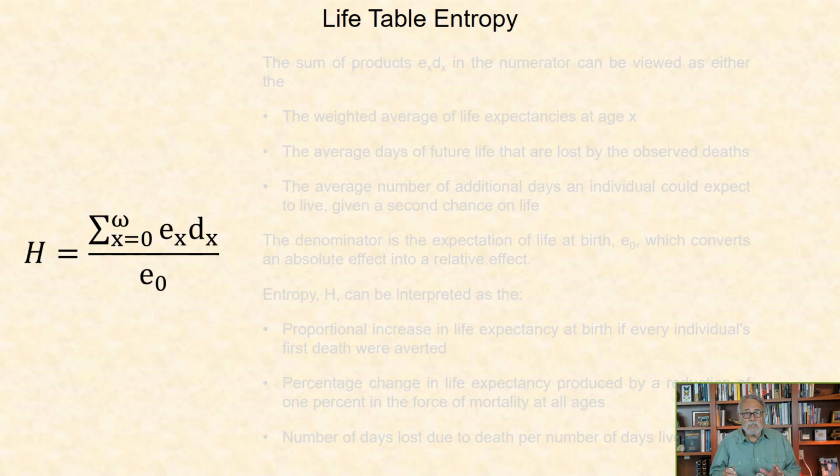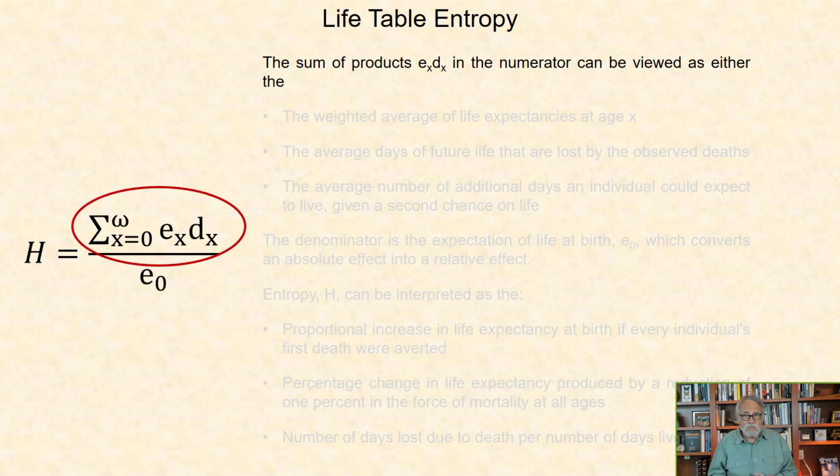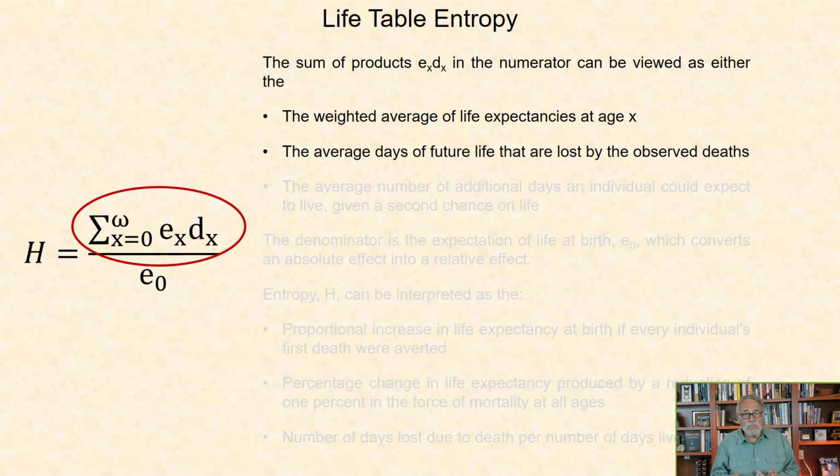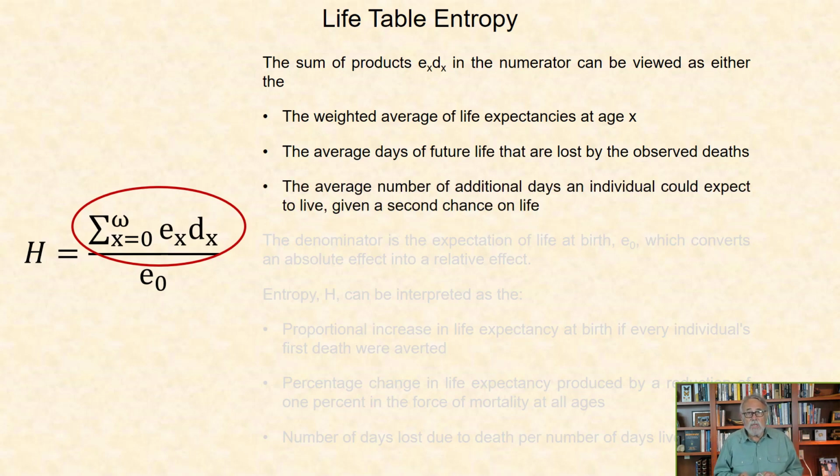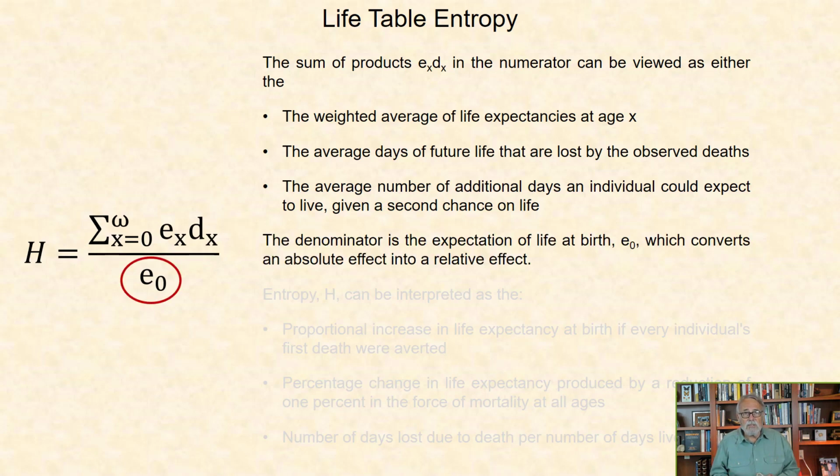The sum of products EX dx in the numerator can be viewed as either the weighted average of life expectancies at age X, the average days of future life that are lost by the observed deaths, or the average number of days an individual could expect to live if given a second chance on life. The denominator is the expectation of life at birth, E0, which converts an absolute effect into a relative effect.